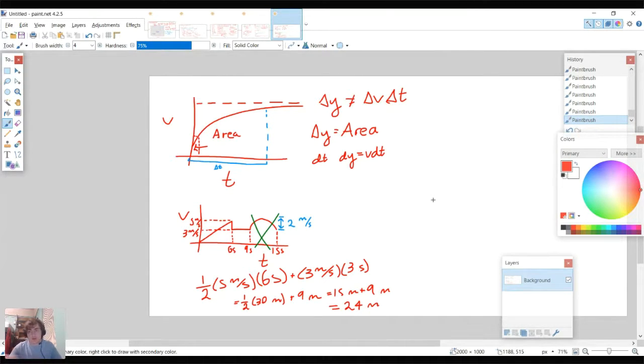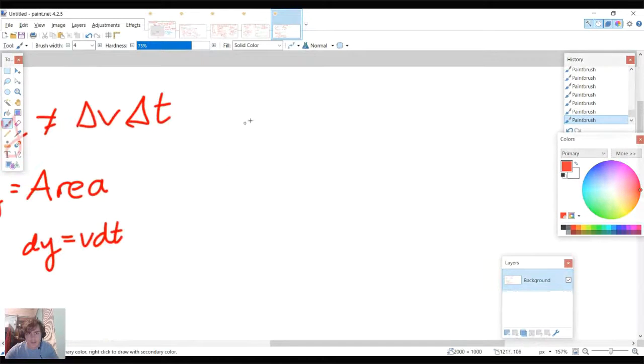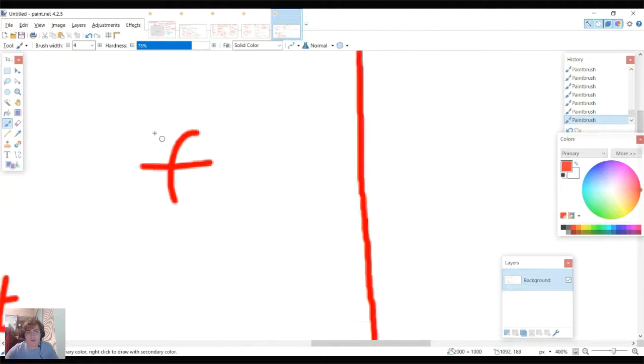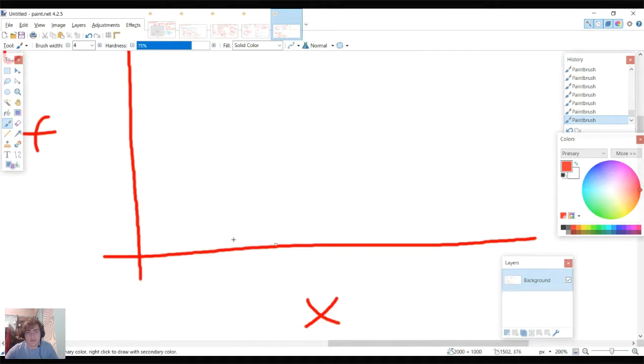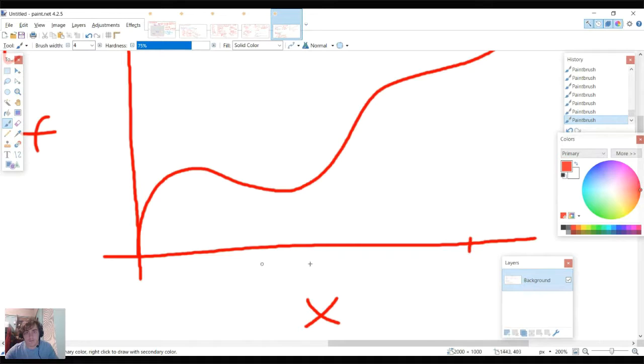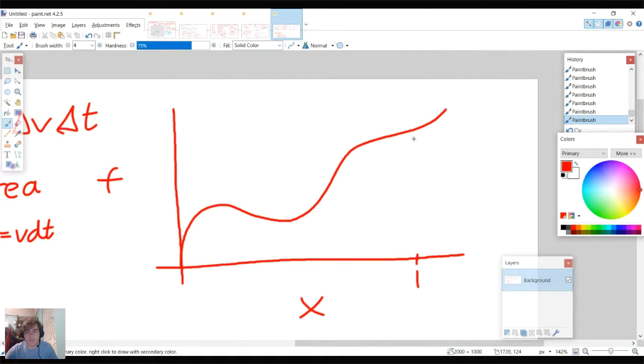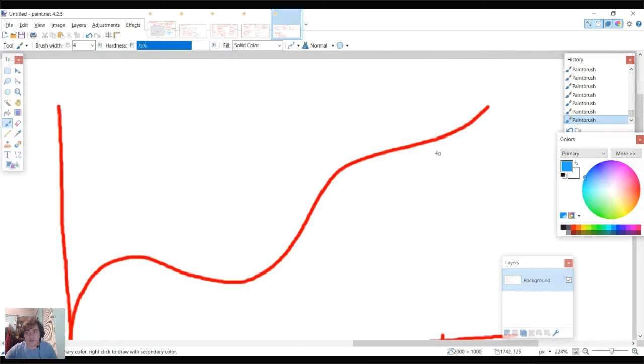And instantaneous slopes versus average slopes. So I'm going to build up the idea here. Let's say we have some function as a function of x, looks like that, and we want to find the average rate of change over some interval from, let's say, 0 to 1. So that would just be the slope over that interval, the average rate of change.